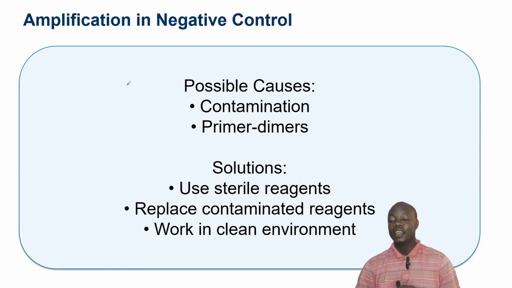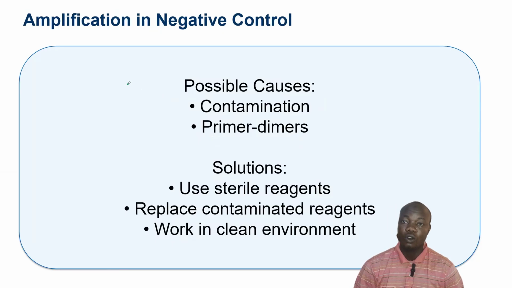So then what are other things? Amplification in negative control. In most cases, this is some of the problems that I encountered while doing my qPCR. Sometimes the negative control is not supposed to be amplified, but you will have amplification. So what are the possible causes? Contamination is one of the reasons why you can have amplification in your negative control. Number two, primer dimers. These are the two major reasons that can lead to amplification in negative control.